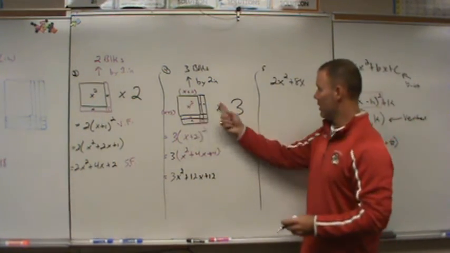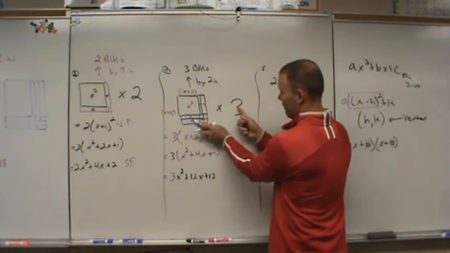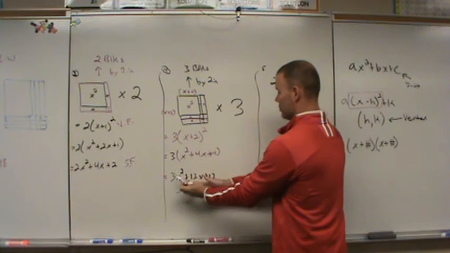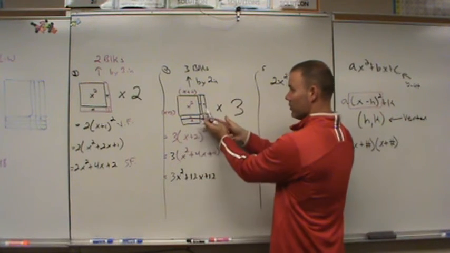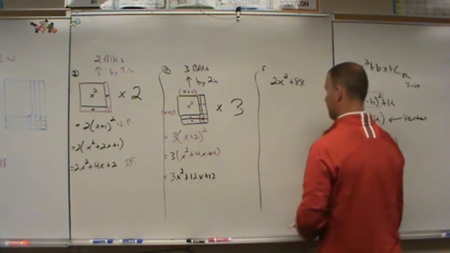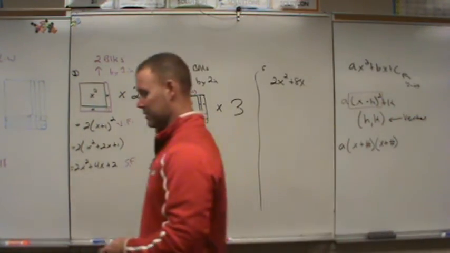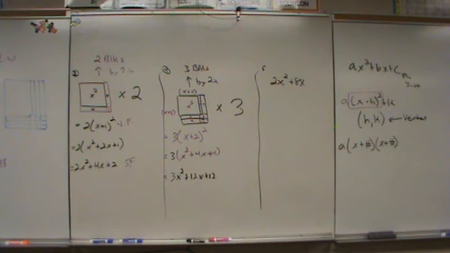Again, x squared times 3. I have 4 x's, but this is only one model. 4 times 3 is 12. I have 4 single unit squares. 4 times 3 is 12 again. And that leads us to question 5. And this is where I'm going to stop this for today. I'm just going to make sure that you can see this in the video.